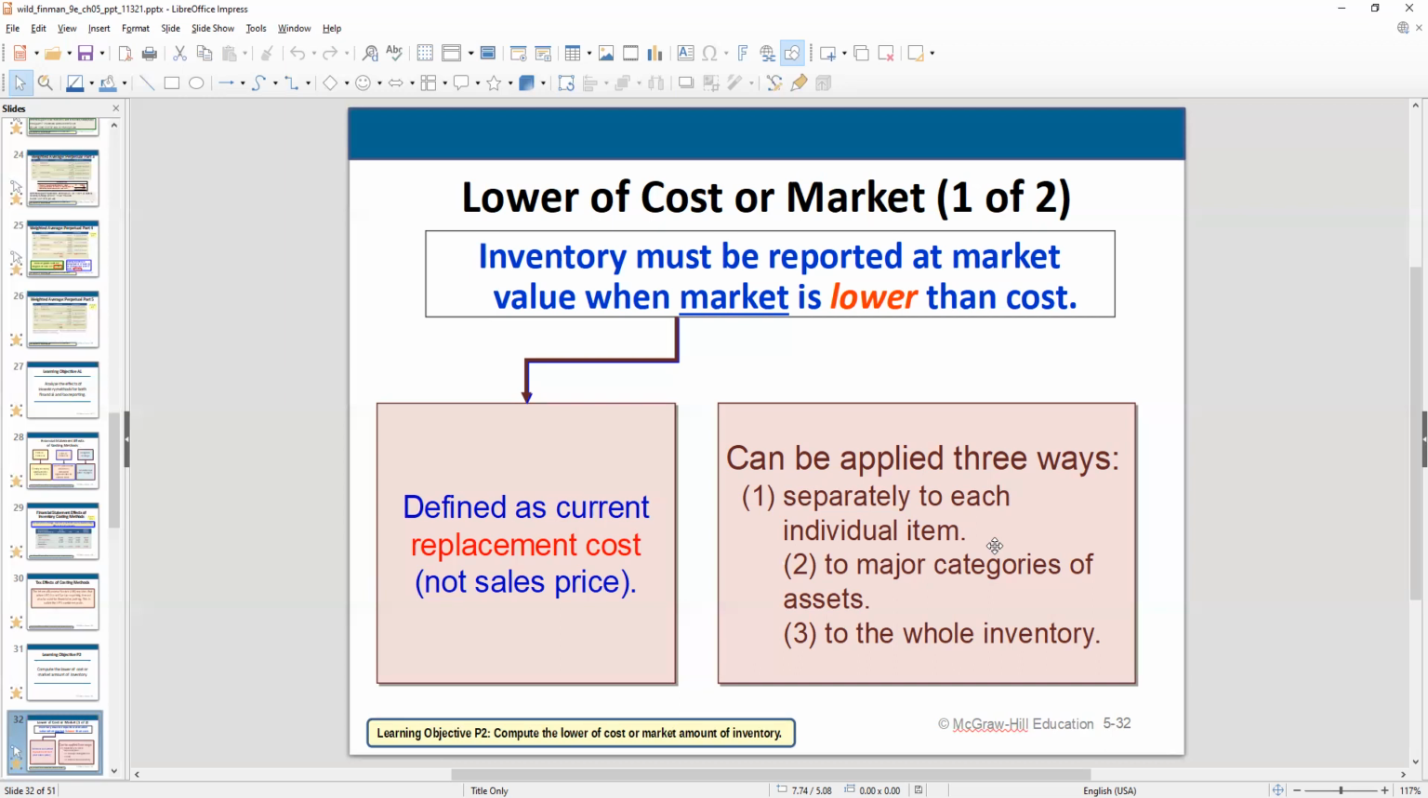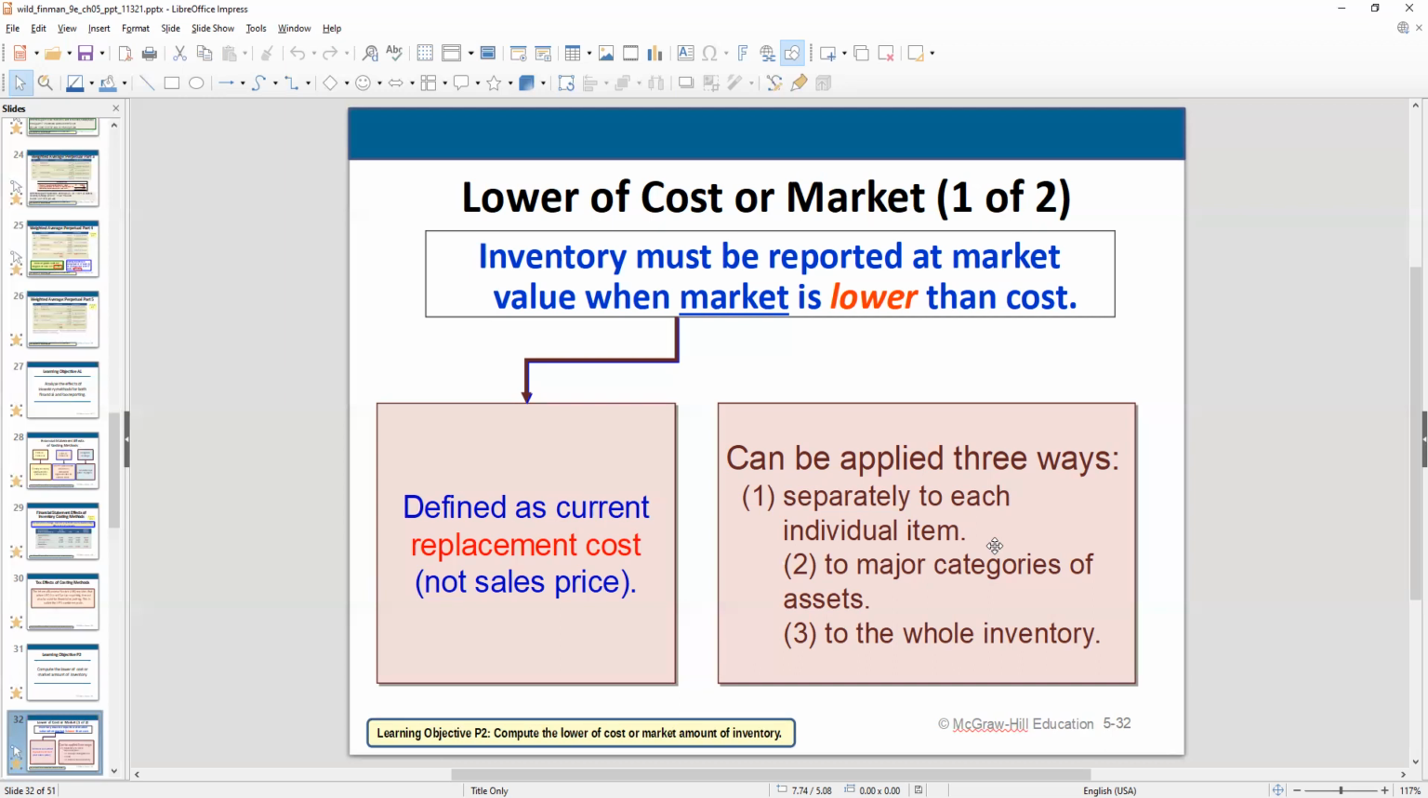So what's a category of assets? Well, if you're selling computers, all the i7 computers. Because even though some of those i7s might not go down in price, you can probably figure pretty closely what the impact is going to be to that particular line of computers, with the i7 processor. And then finally, you can apply it to your entire inventory.